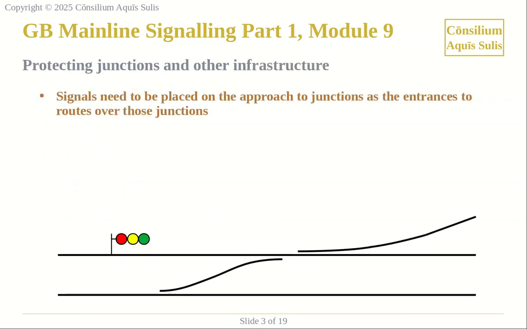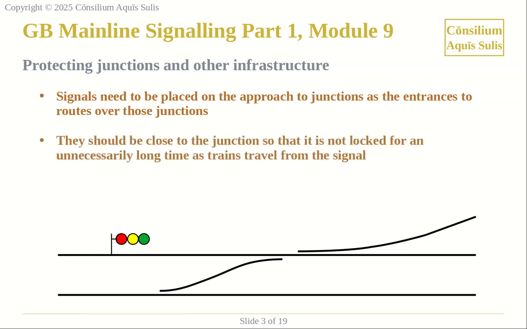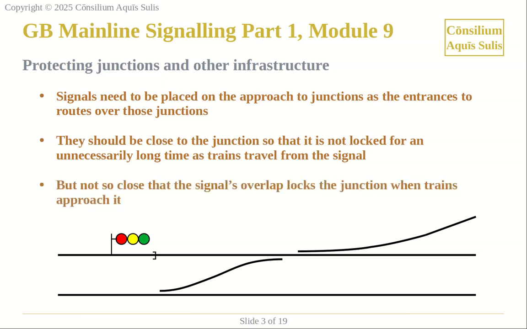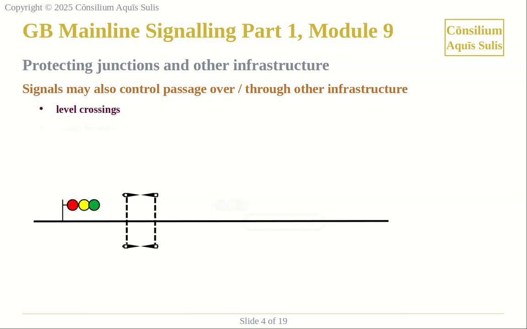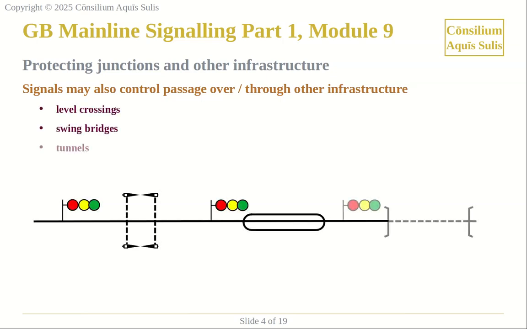Signals need to be placed on the approach to junctions as they serve as the entrance to routes over those junctions. They should be as close to the junction as needed so that it's not locked for an unnecessary period of time as trains travel from the signal to the junction, and also so they're not slowed down unnecessarily as a result of any approach control, but not so close that the signal's overlap locks the junction, because that would then mean that a train approaching the signal would lock up the junctions, whereas if the overlap is clear of the junction, the train can approach the signal whilst other train movements take place in front of it over the junction. The signals may also control passage and protect other infrastructure such as level crossings or swing bridges or tunnels.